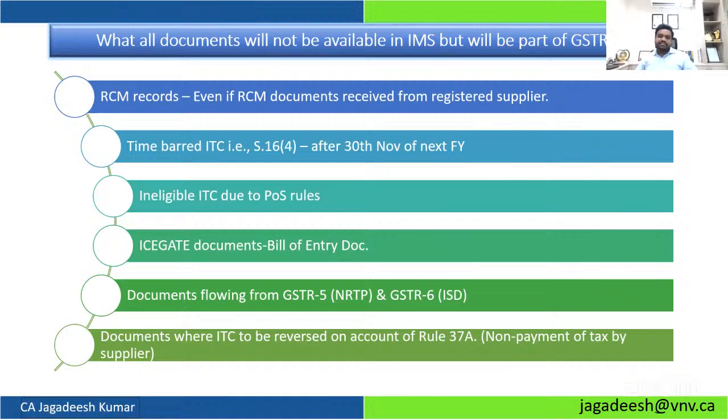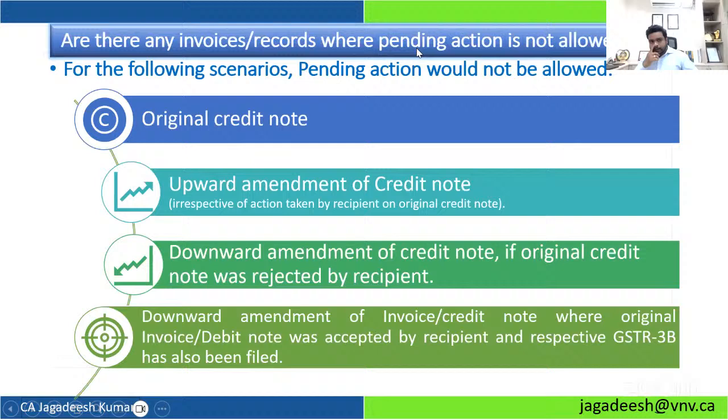In all these cases, the invoice will go directly and be part of my 2B, but there is no need to take any action on the IMS. So will there be any invoices where pending action is not allowed, where either you have to accept or reject? Yes, there are some cases where you are only allowed to accept or reject. We'll see what all the cases are.